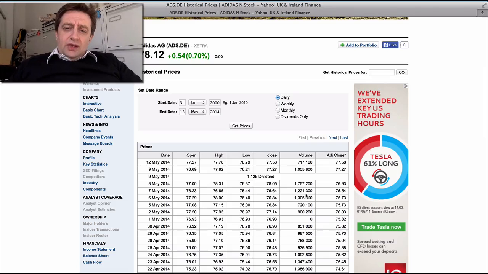Now, in Yahoo Finance, you can choose between daily, weekly, or monthly data. What I'm going to do is download all three, and we can look at how daily data is related to weekly data, which is related to monthly data. The start date on Yahoo Finance for Adidas prices is the 3rd of January 2000.